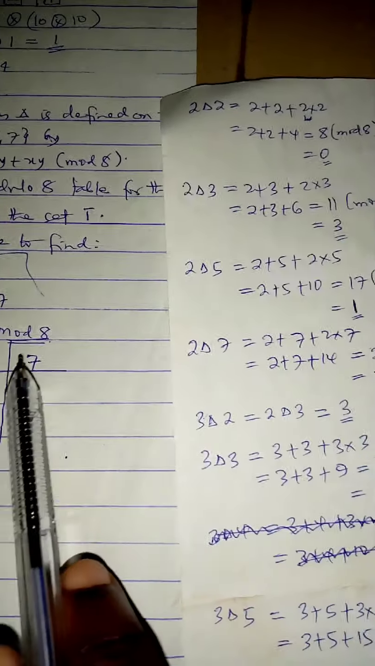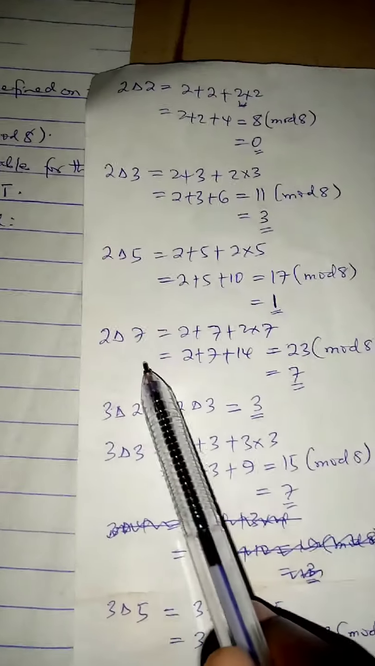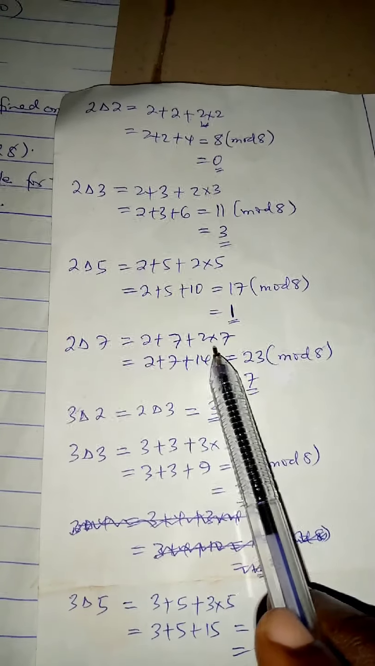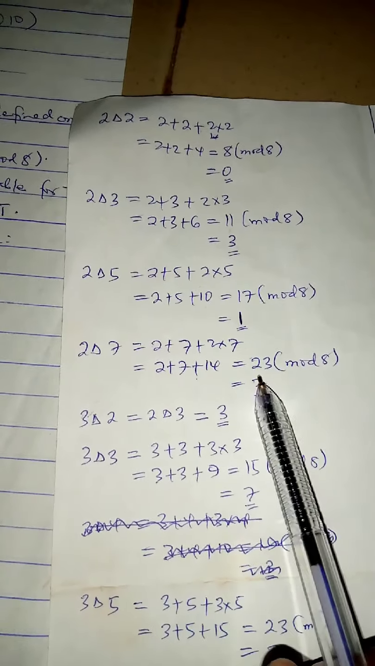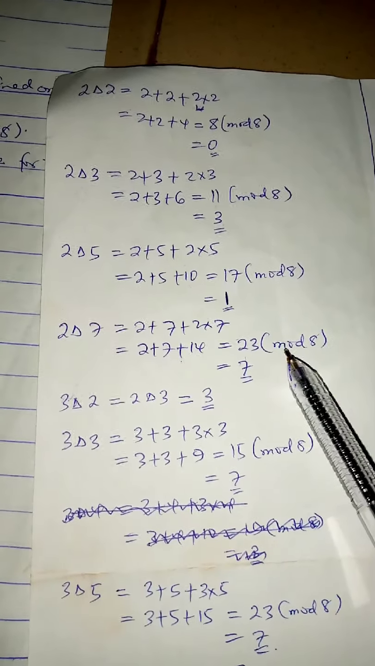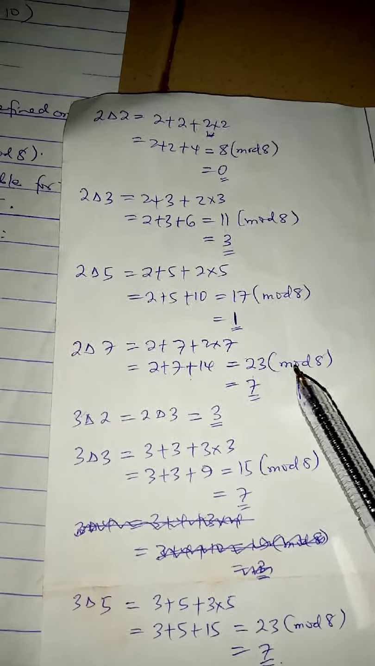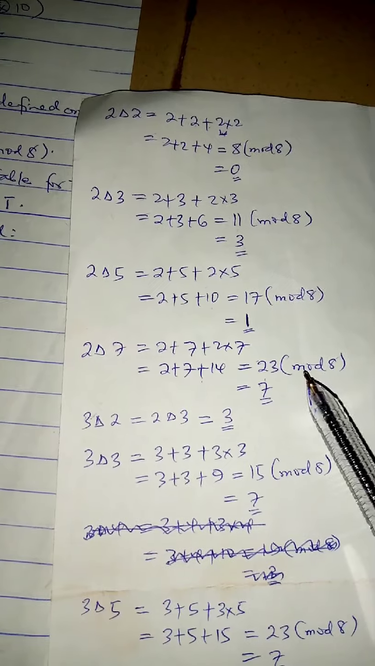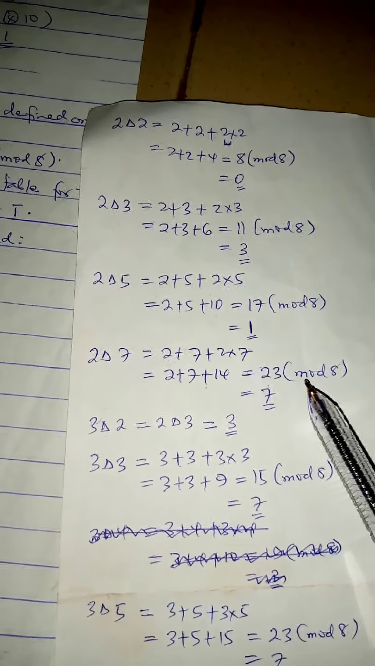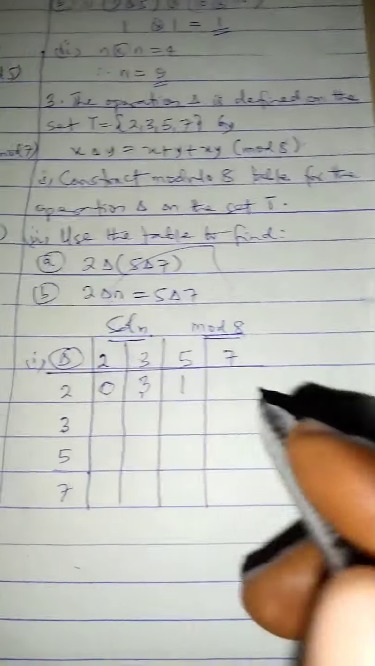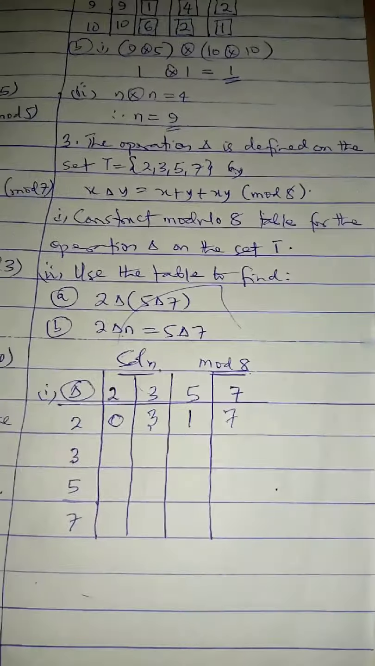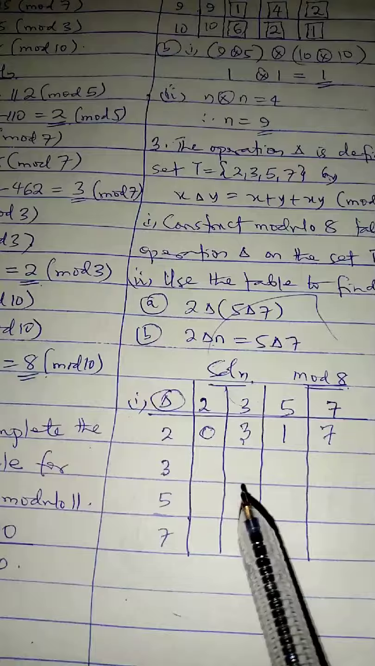For 2 triangle 7, you say 2 plus 7 plus 2 times 7. 2 times 7 is 14, plus all this gives 23. And the multiple of 8 you remove from it is 16, which will give you 7. So this number here is 7. And that's how you continue.